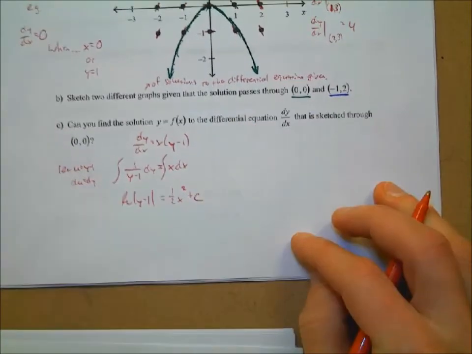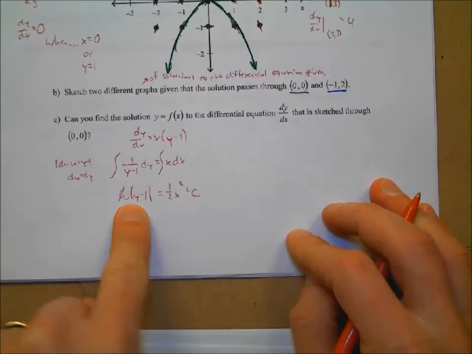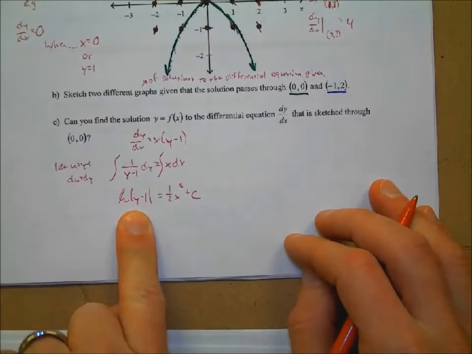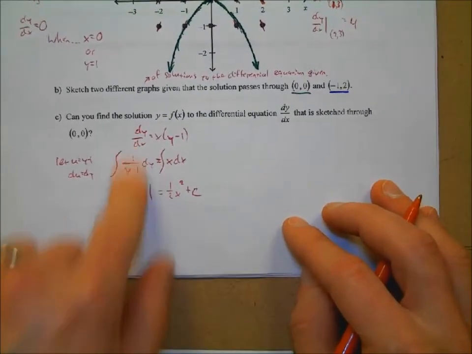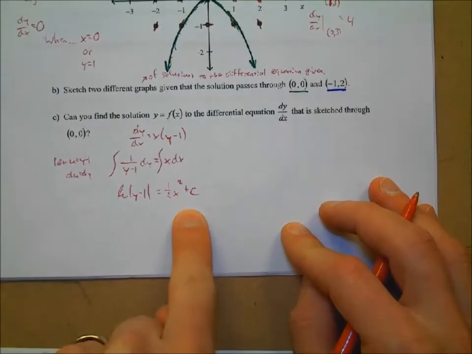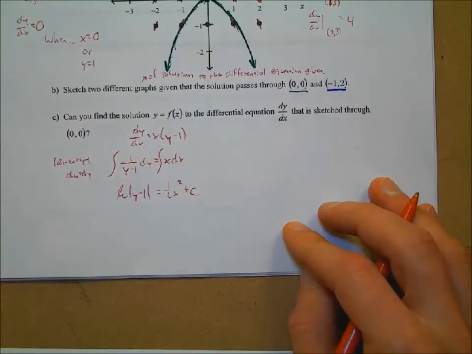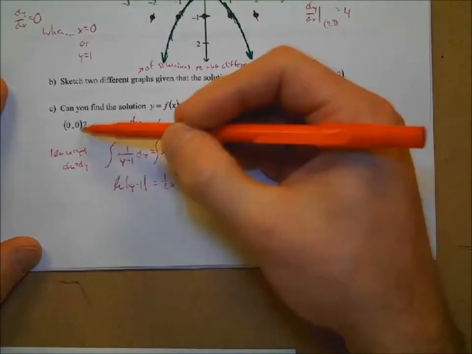And again, you can check yourself. If I take the derivative of the natural log of the absolute value of y minus 1, the derivative will be 1 over (y minus 1), right? So I know that we took the integral correctly there. Same thing here. The derivative of 1/2 x squared is just x, and the plus c is a constant, so it goes away. We're not done yet. We still have to figure out what the solution is at (0, 0).